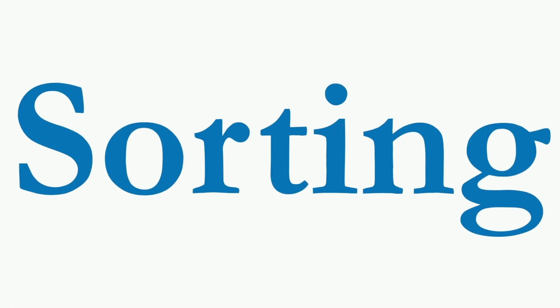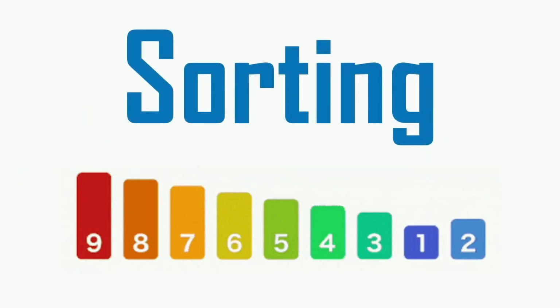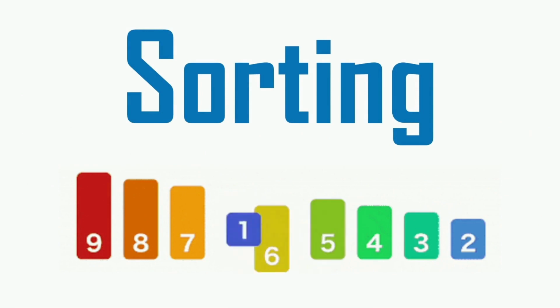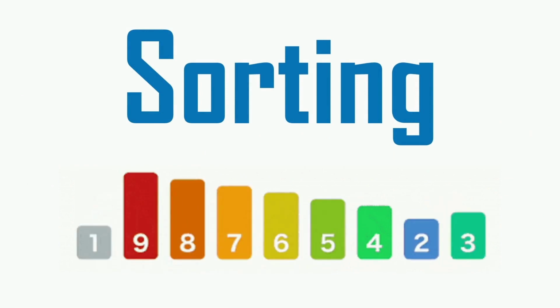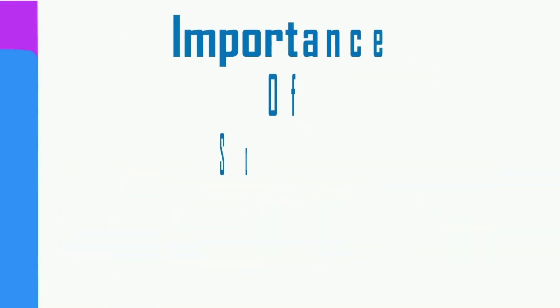In this video, we are going to discuss sorting, the importance of sorting in programming, different types of sorting algorithms and much more. So let's begin. Sorting is a process to rearrange data as per a specified order, like ascending or descending. Sorting algorithms are the backbone of programming.